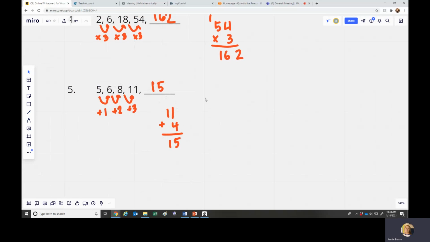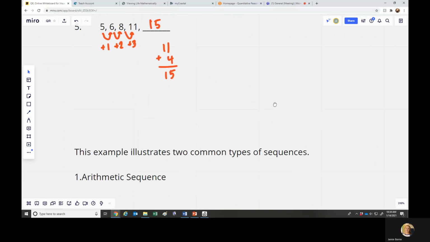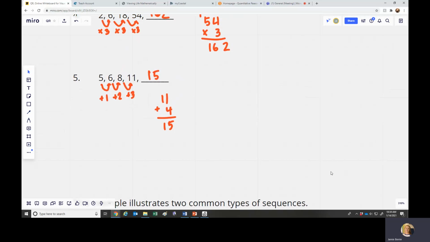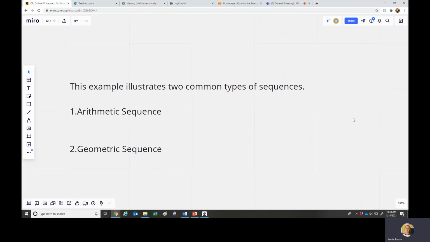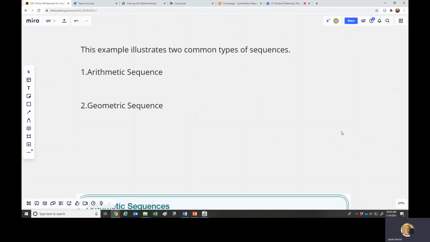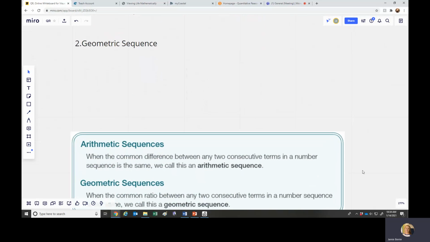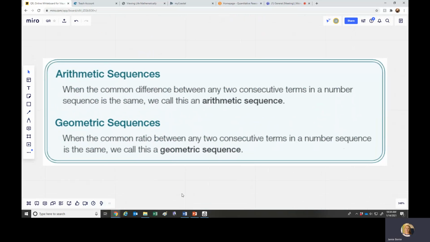Okay, since we're talking about sequences, this example illustrates our two different common types of sequences. The first one is called an arithmetic sequence, and the second one is called a geometric sequence. The arithmetic sequence was the first two examples. The geometric sequence was the last one. So I'm going to scroll down and just show you the definition of these two sequences. All right, so here we go. This is definitely something you want to write down. I think some of the questions on the homework ask you to identify if this is an arithmetic sequence or a geometric sequence. So you may want to pause the video and write this down.